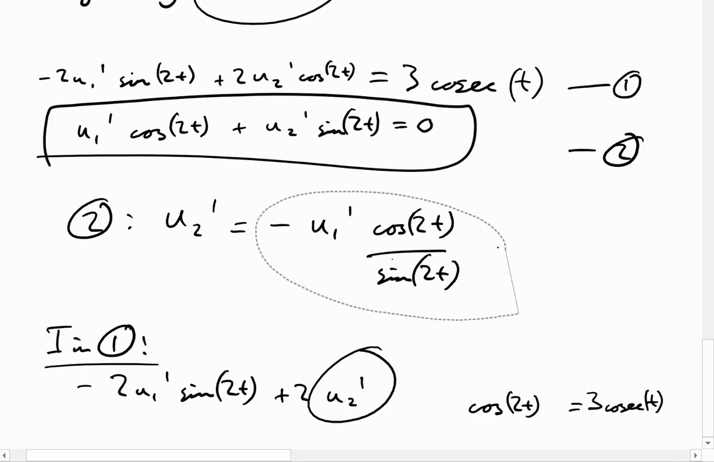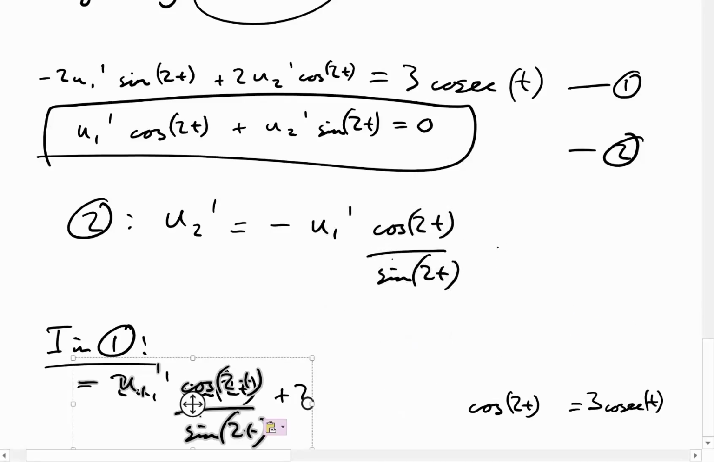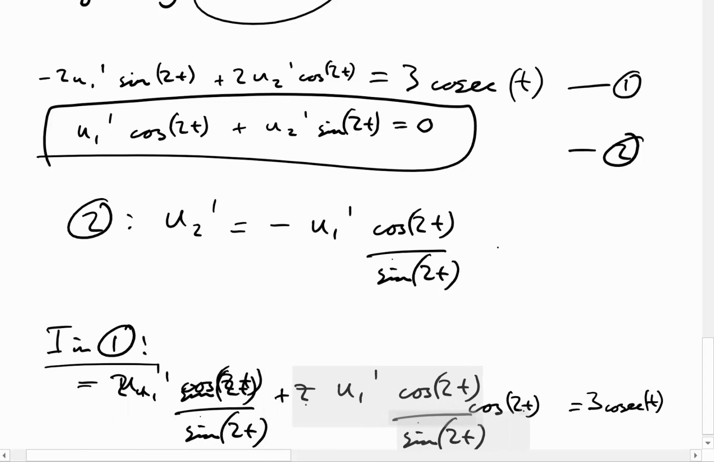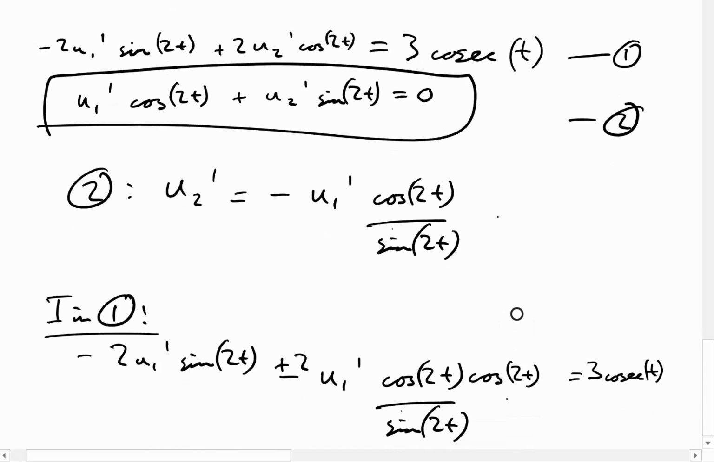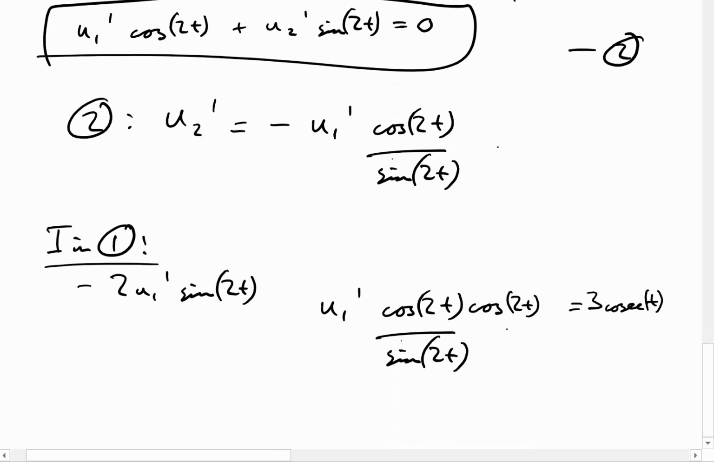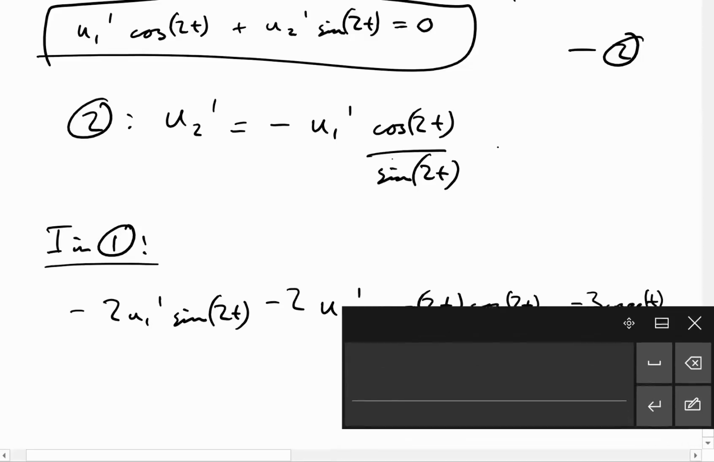So let's have a look at what I can do. Let's copy this and replace u2 dash with this. Just about fits. It's just a little bit of tidying up, so it's going to be minus 2 u1 dash of that. This is what I end up with, so I can do a little bit of work with this to find out what u1 dash is. So let's have a look at this.